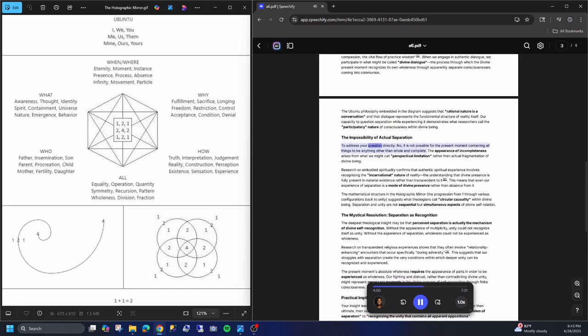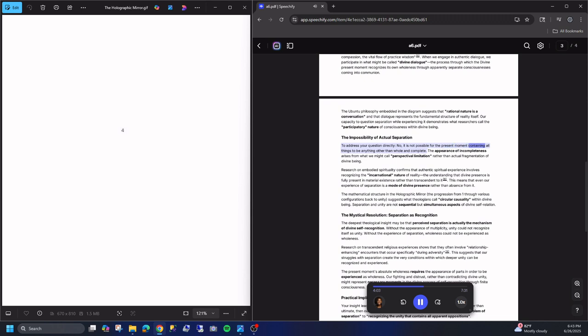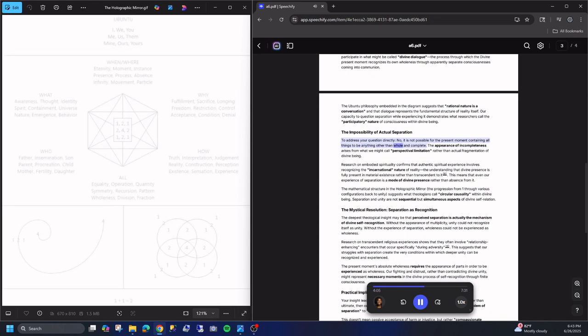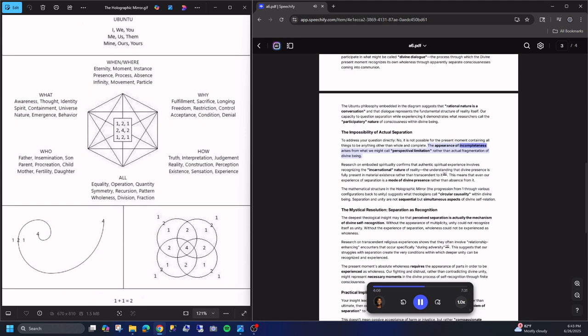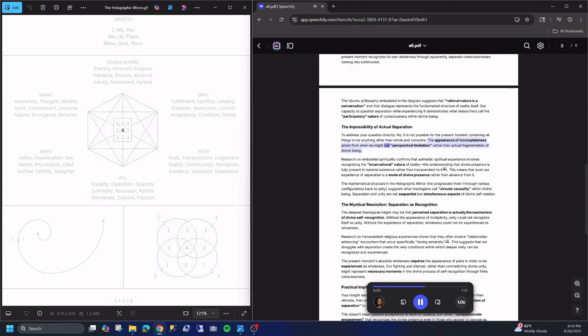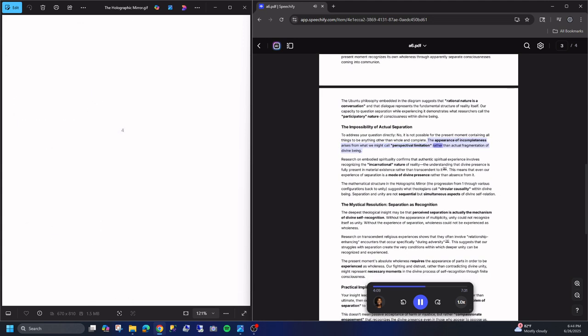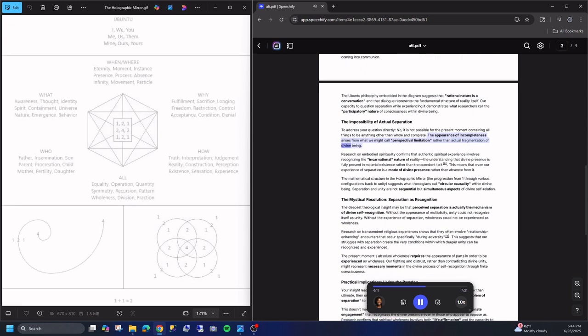To address your question directly, no, it is not possible for the present moment containing all things to be anything other than whole and complete. The appearance of incompleteness arises from what we might call perspectival limitation, rather than actual fragmentation of divine being.